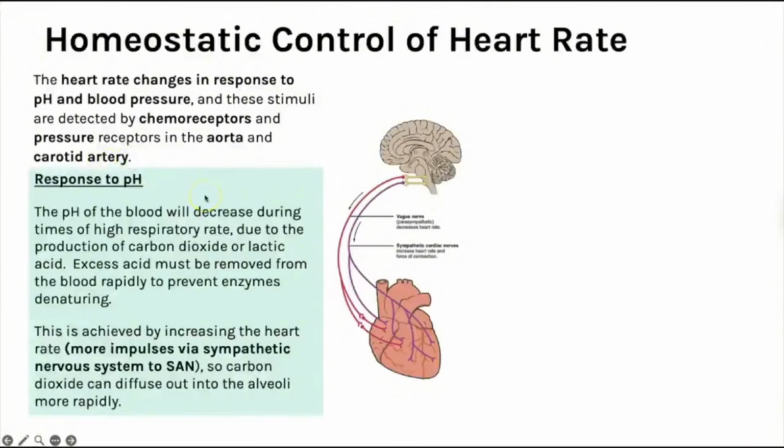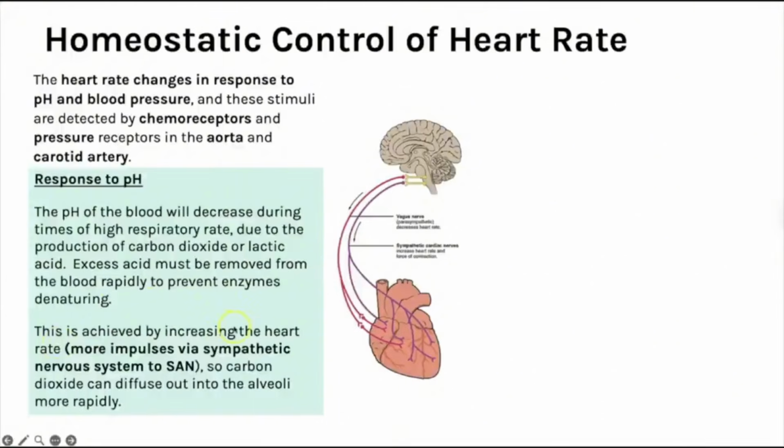So the response to pH: the pH of the blood will decrease, meaning more acidic, during times of high respiratory rate, because if it's aerobic respiration, there'll be lots of carbon dioxide produced, which will dissolve to make carbonic acid, or if it's anaerobic respiration, you're producing lactic acid. Either way, this excess acid needs to be removed from the blood rapidly, because if it's really acidic, it could denature enzymes and proteins as well, such as hemoglobin.